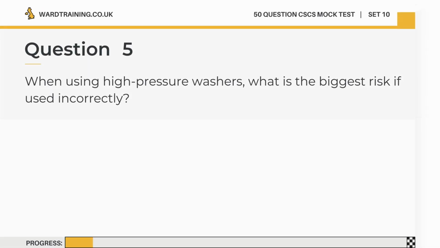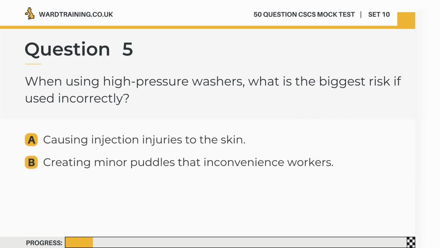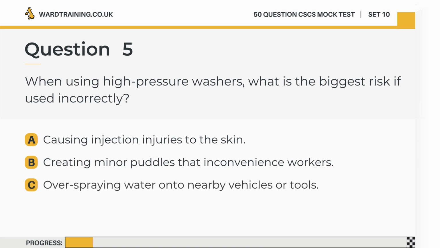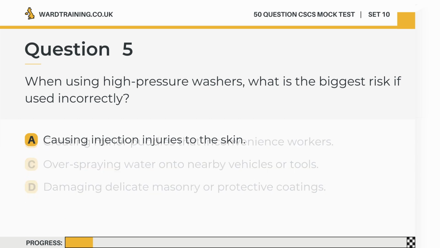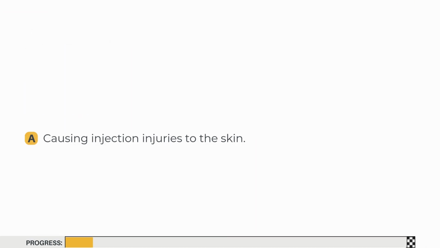Question 5. When using high-pressure washers, what is the biggest risk if used incorrectly? A. Causing injection injuries to the skin. B. Creating minor puddles that inconvenience workers. C. Overspraying water onto nearby vehicles or tools. D. Damaging delicate masonry or protective coating. The correct answer is A. Causing injection injuries to the skin.